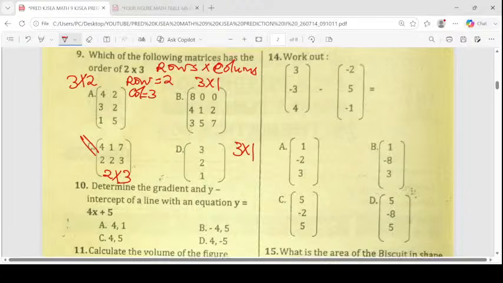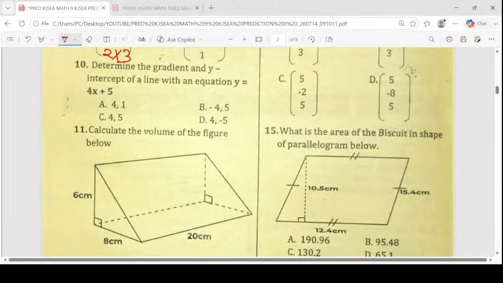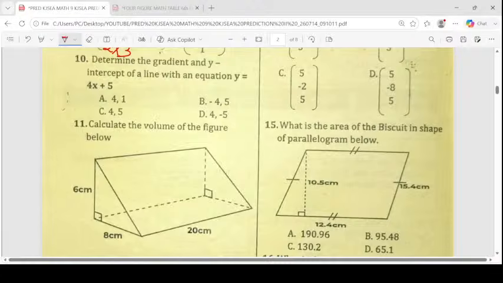Allow me to look at question number 10, ladies and gentlemen. Determine the gradient and the y-intercept of the equation y is equal to 4x plus 5. Let me give you this way. When you talk about the y-intercept, when you have the equation in the form of y is equal to mx plus c, m is normally the gradient, and the c here is usually the y-intercept.